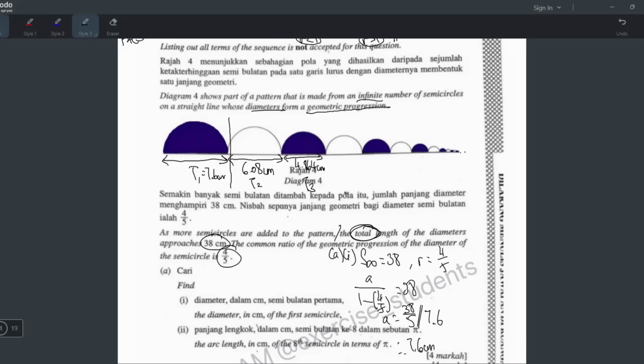That means the Sn in this progression is less than 12 pi. We must use the S formula, right? These are all areas, so the sum of all these areas is less than 12 pi. Find the value of n. This is how you do it.